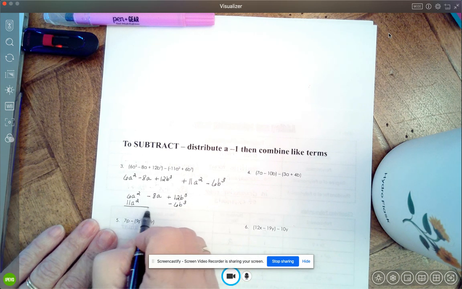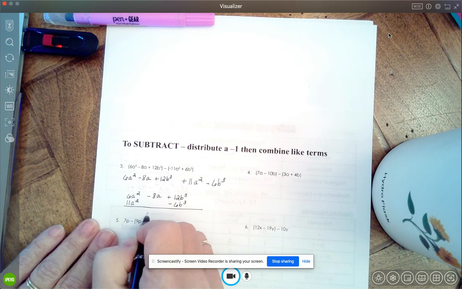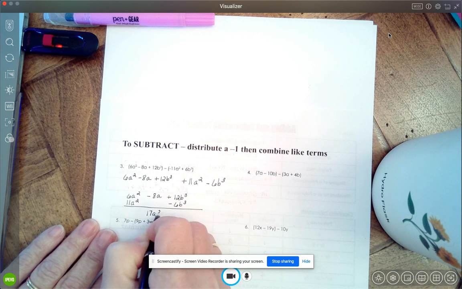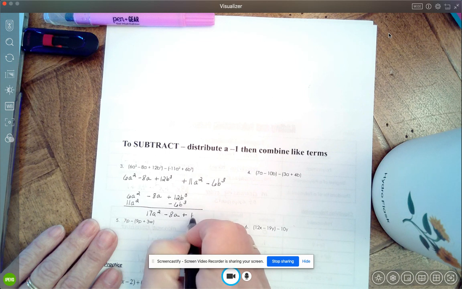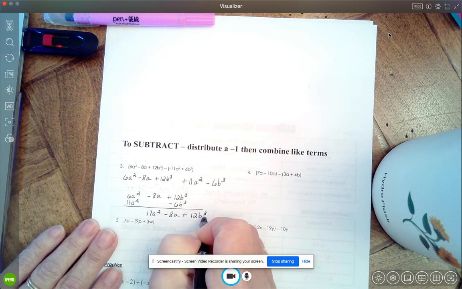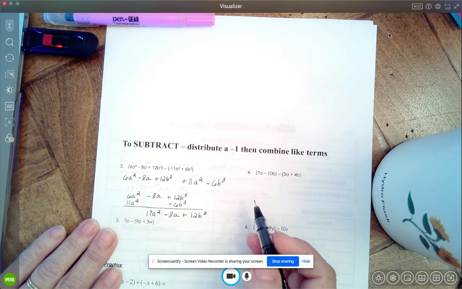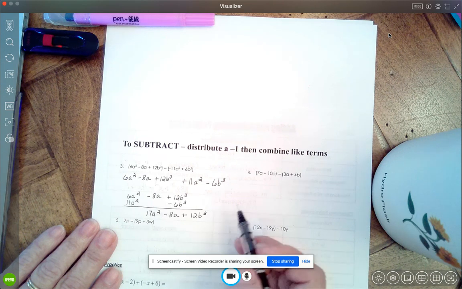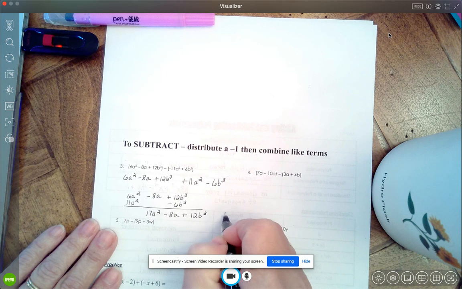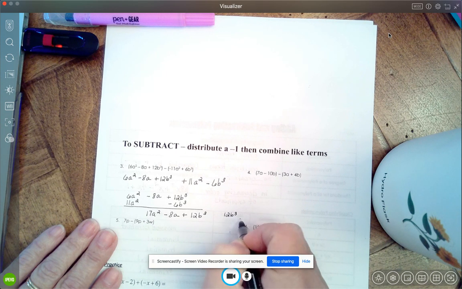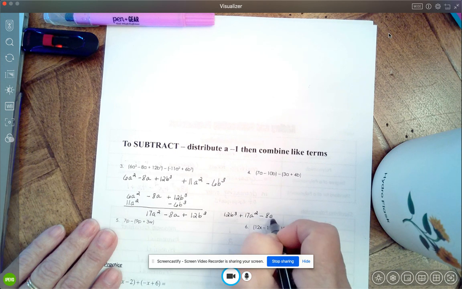So when I combine everything, I have 11a squared plus 6a squared. That's going to be 17a squared minus 8a plus 12b cubed. That is combining them. If I were to put these in order from greatest to least, of course, this would be first. I would have 12b cubed plus 17a squared minus 8a.